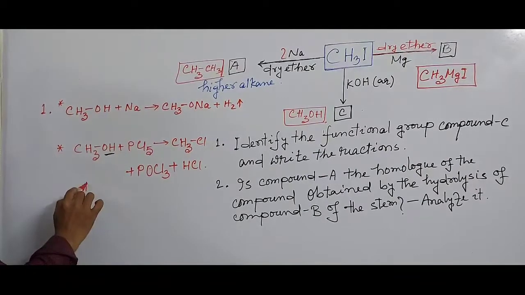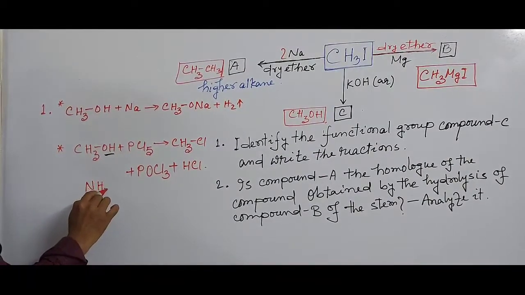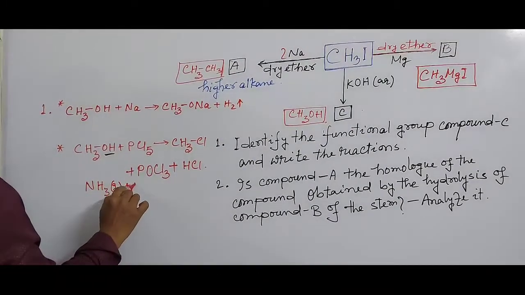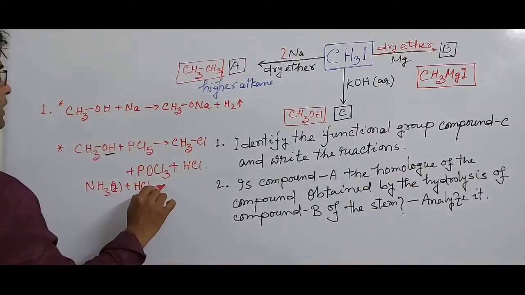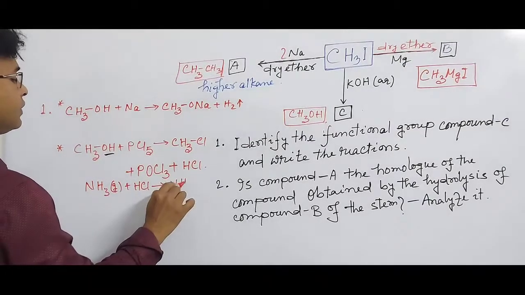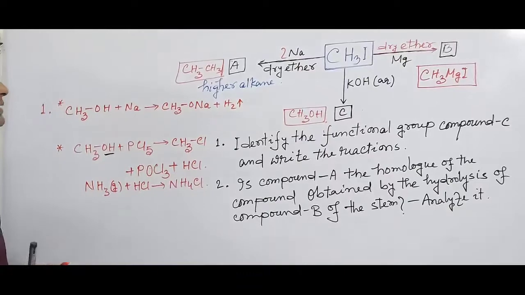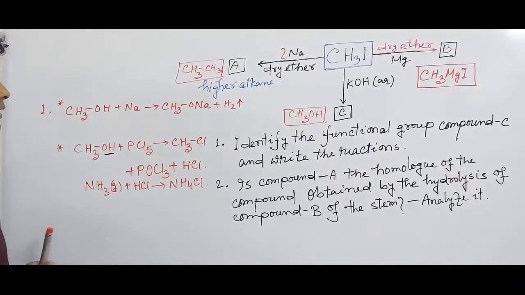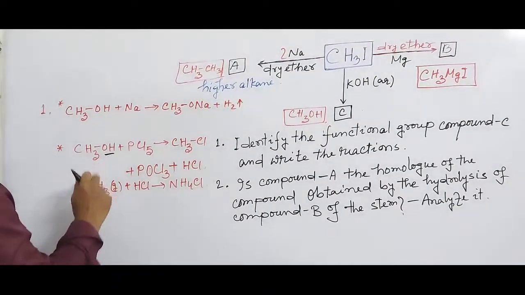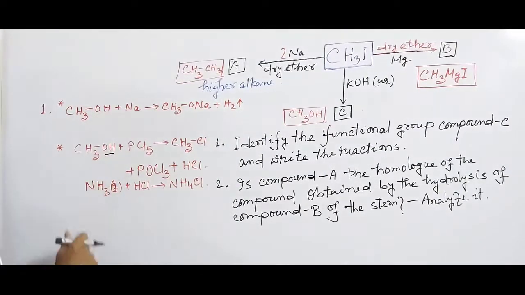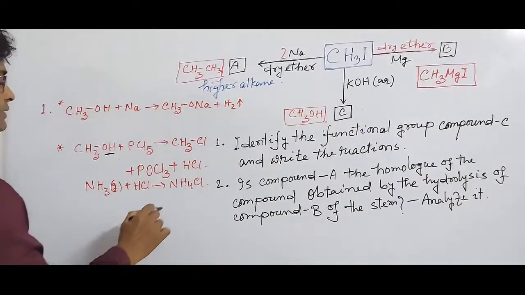And if I pass ammonia gas through the hydrogen chloride, then a white smoke of ammonium chloride is obtained. This white smoke confirms the presence of alcoholic OH in the methyl alcohol or methanol indirectly.